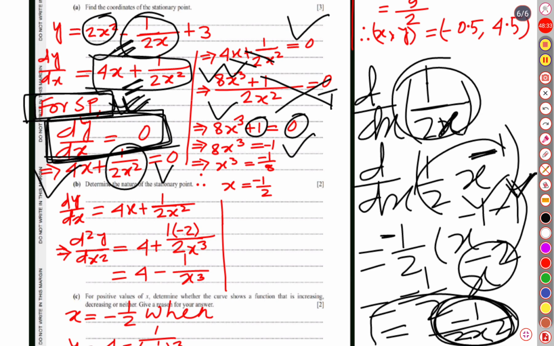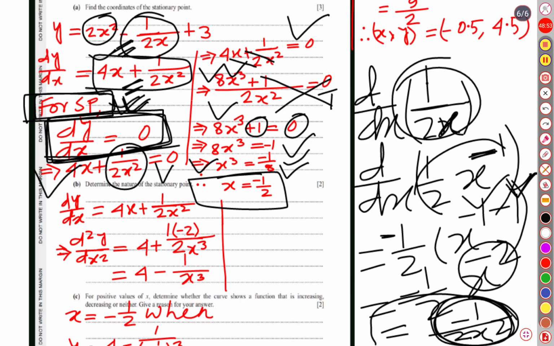Ultimately, what are we going to get? Our x cube is equal to negative 1 over 8. And we know the cube root of 8 is 2, and the cube root of a negative is also negative. So x is equal to negative half. So this is the x coordinate.